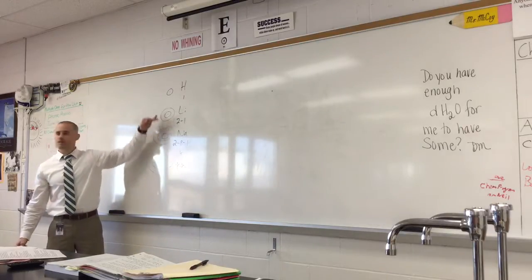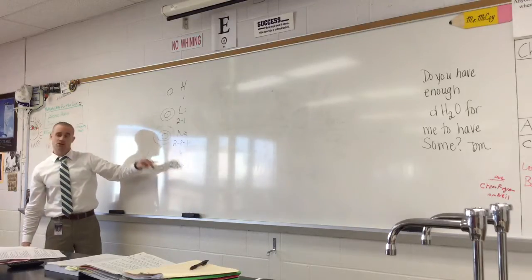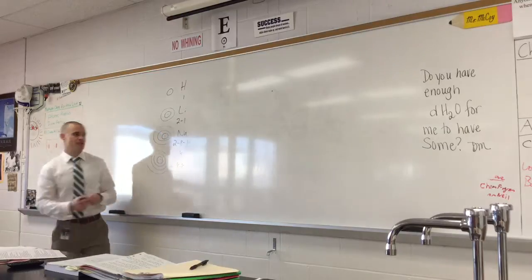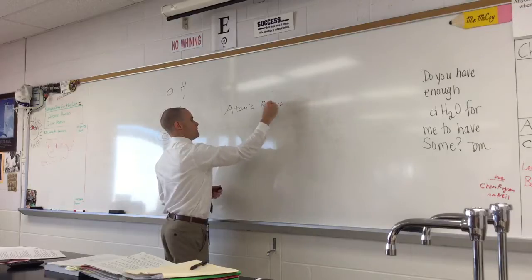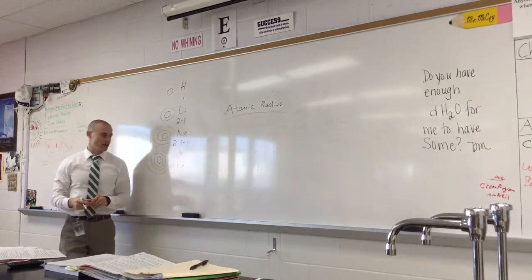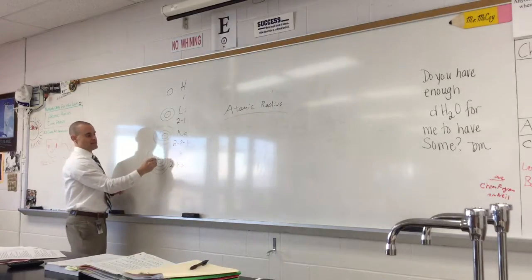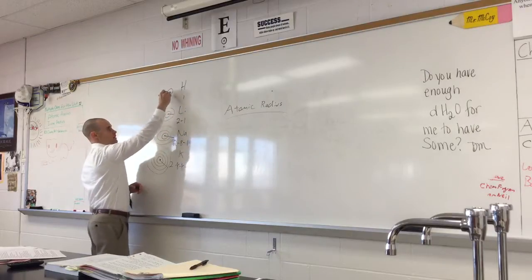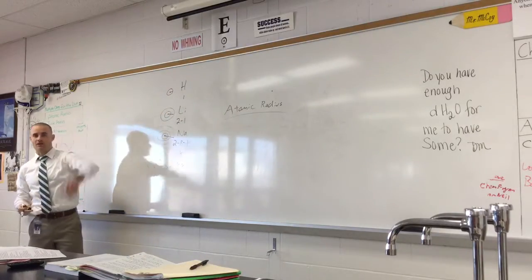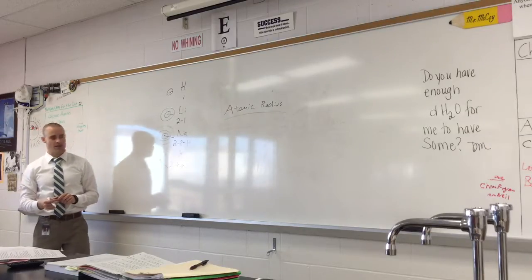Who remembers what model this is? Not the plum pudding. Bohr, very good. So the Bohr model is useful for teaching this. What am I teaching? Atomic radius. Now, atomic radius essentially is the distance, this is not the definition, it's just how I teach it, the distance from the center of the nucleus to the last energy level. So the radius of these atoms will increase as we move down the group. I'm not going to give you that definition yet. We'll get into that probably Wednesday.